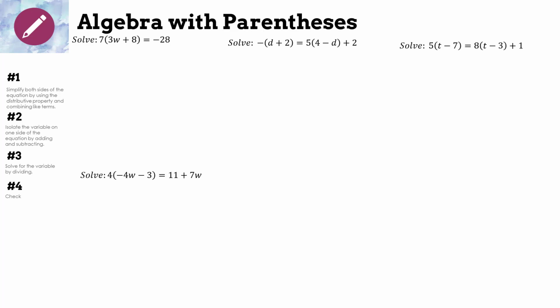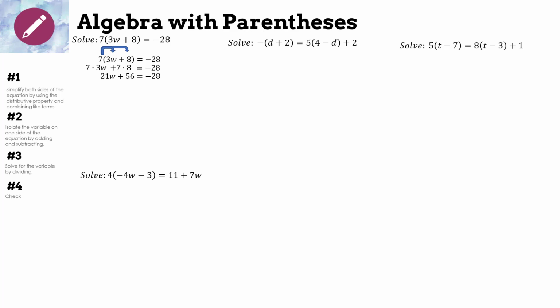We're going to solve 7 times 3w plus 8 equals negative 28. Well, I can definitely see we have the distributive property because we have a 7 next to a parentheses and we have 3w plus 8 inside the parentheses. I'm going to take 7 times 3w plus 7 times 8 equals negative 28. Let's simplify. 7 times 3w is 21w, 7 times 8 is 56, and it still equals negative 28.